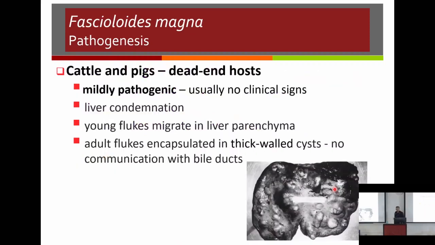In cattle and pigs, because they are dead-end hosts, it is mildly pathogenic, and normally you will not see clinical signs. There is some liver contamination, or young flukes migrate into the liver, and the adult flukes encapsulate in a thick-walled cyst with no communication with the bile duct, so they make these types of cysts in the liver.